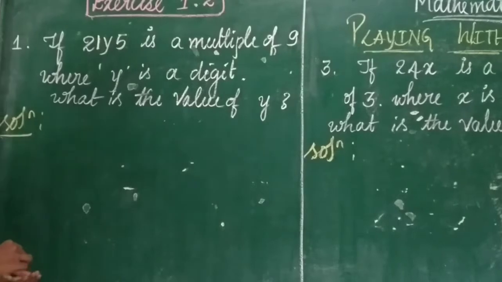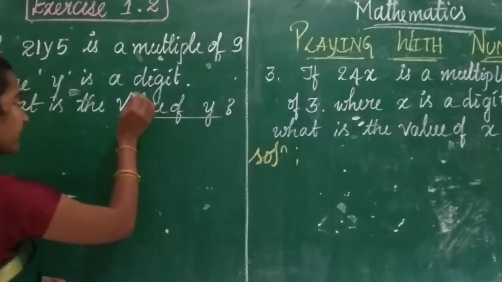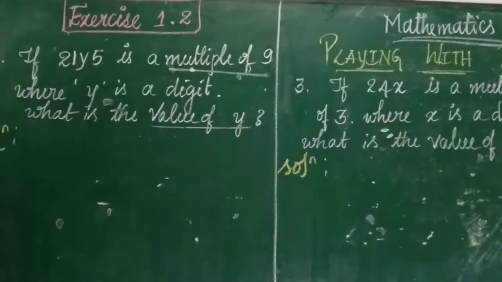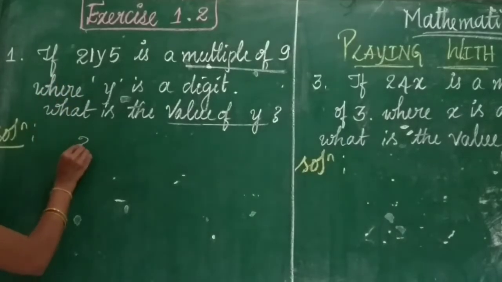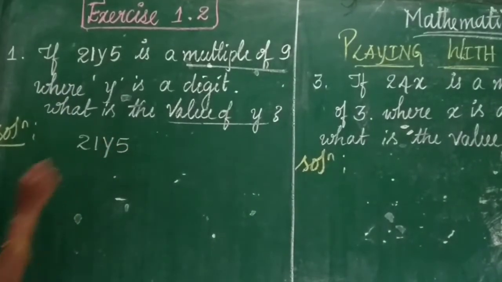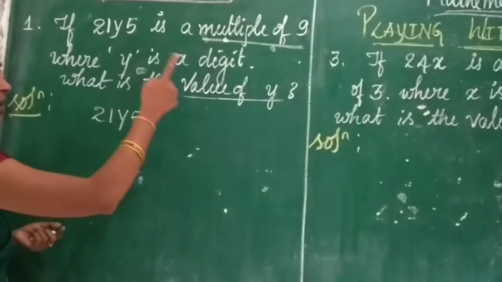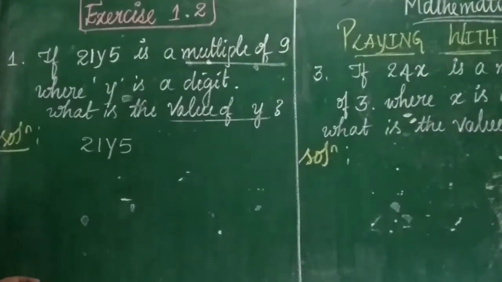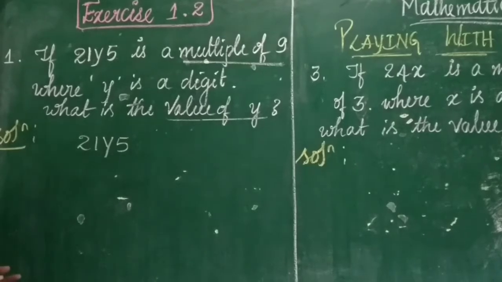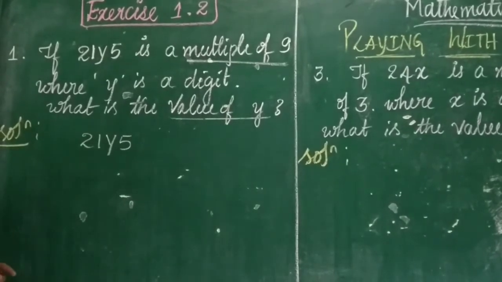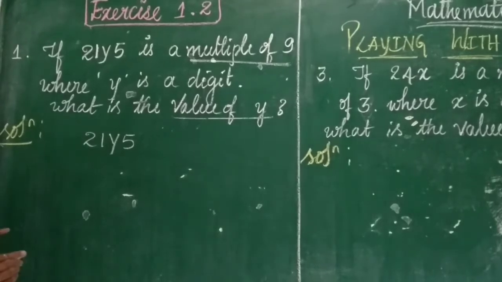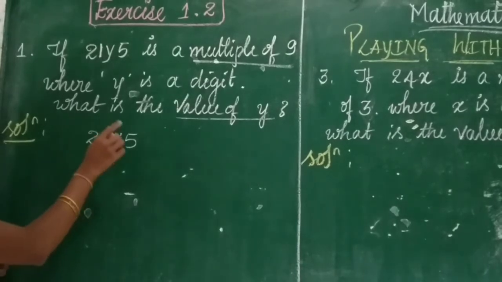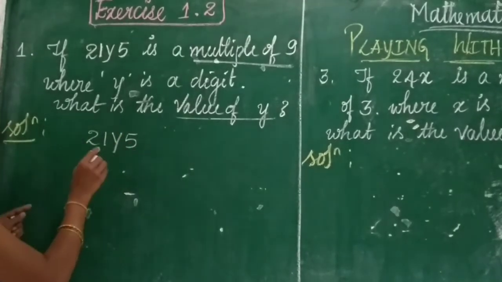In this problem, we have to find the value of y. The problem is based on divisibility by 9. See children, the number 21y5 is a multiple of 9. Here a multiple of 9 is completely divided by 9. That's why here we have to use the rule of divisibility by 9. According to the divisibility by 9 rule, if the sum of the digits of a number is divisible by 9, the whole number is divided by 9.